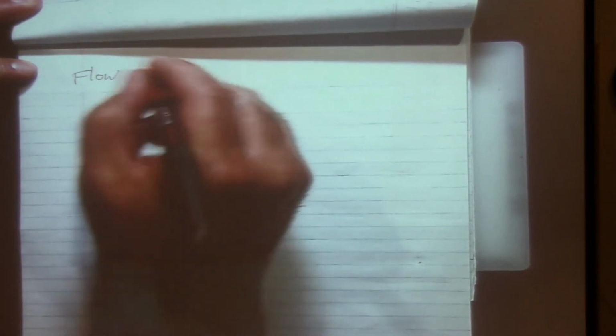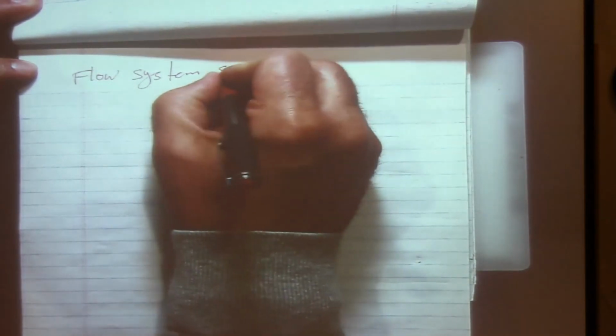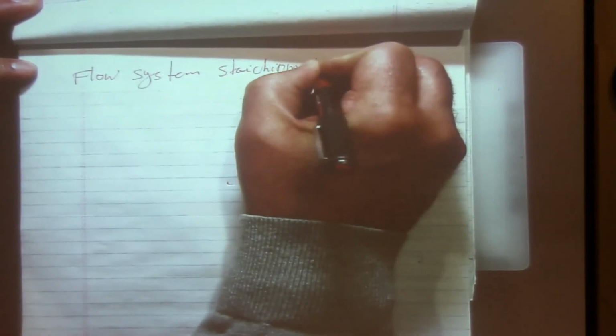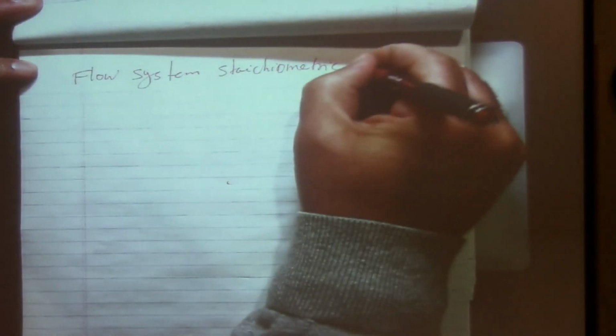Okay, so the title would be flow system stoichiometric table.